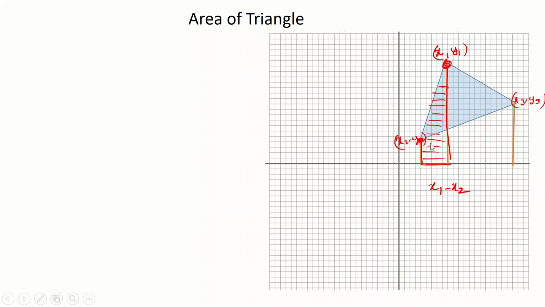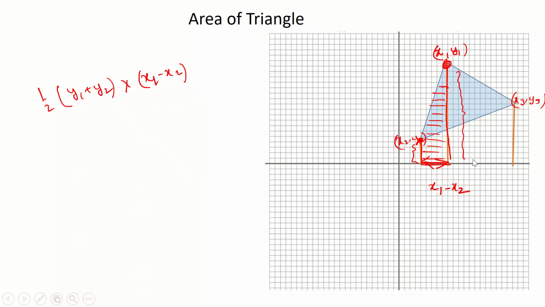Now what is the area of a trapezium? Area of trapezium is half into sum of the parallel sides into the distance between them. So this distance is y2 itself, and this distance is y1 itself. So the area of this trapezium can be found out as half times sum of the parallel sides, which is y1 plus y2, times the distance between them. Distance is this distance, which is x1 minus x2.